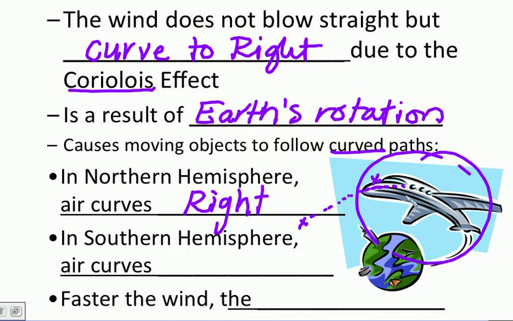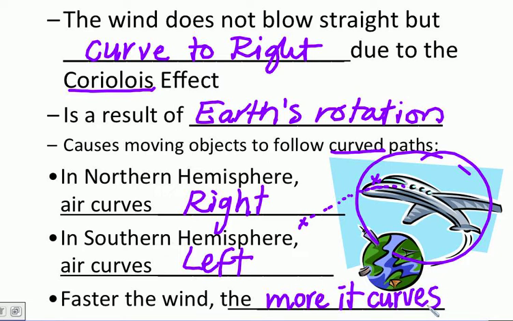In the southern hemisphere, we notice something a little bit different. The air is curving to the left. And that's not because the bottom of the Earth rotates differently, it's just a perspective from the pole. Finally, it's important to note that the faster the wind goes, the more it curves. So when we're talking about large storms like hurricanes, they're going to have a bigger deflection than a small, steady, regular paced air mass.